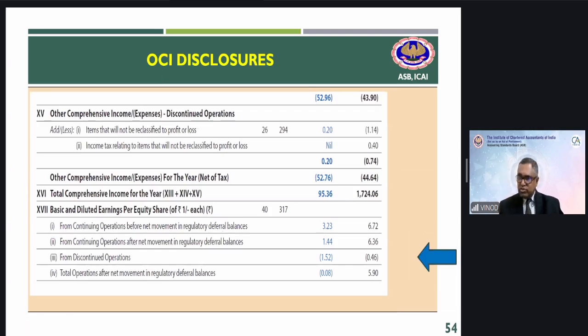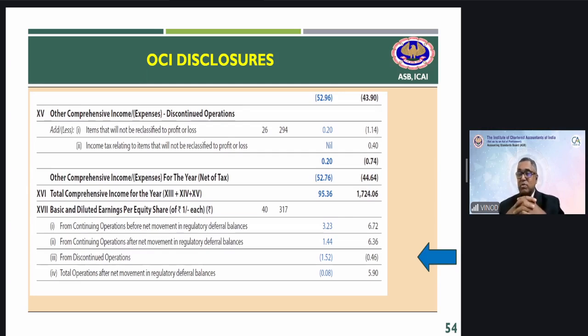The same thing with OCI, leading to total comprehensive income also. So PNL should be split between continuing and discontinuing. OCI also between continuing and discontinuing. And lastly, EPS also. Basic and diluted EPS also from continuing operations and from discontinuing operation. Very, very important. Because the reader of the accounts needs to know, if I have discontinued operations, what is the impact on my earnings per share?